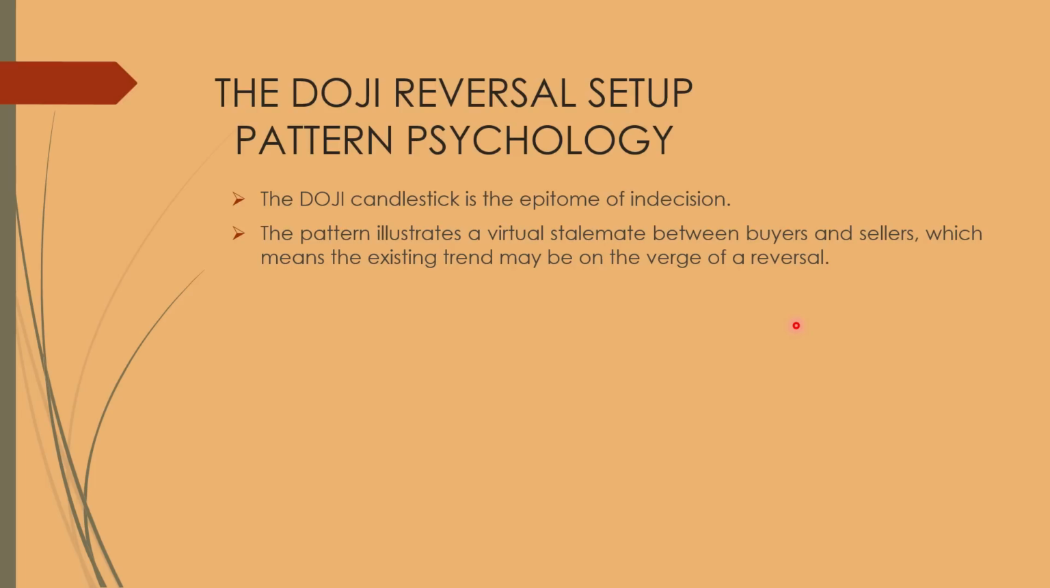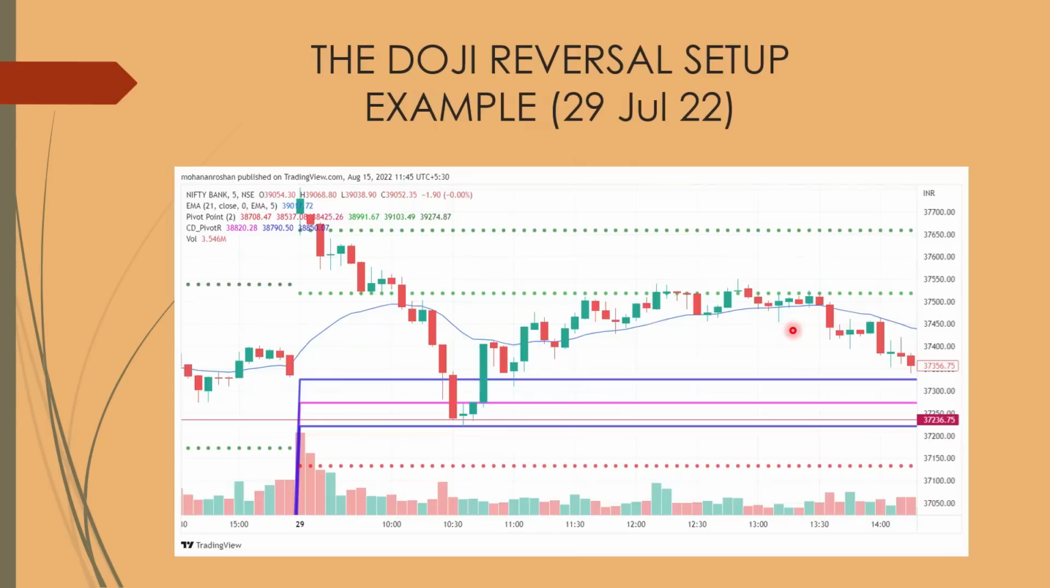The pattern psychology. The doji candlestick is the epitome of indecision. The pattern illustrates a virtual stalemate between buyers and sellers, which means the existing trend may be on the verge of a reversal.